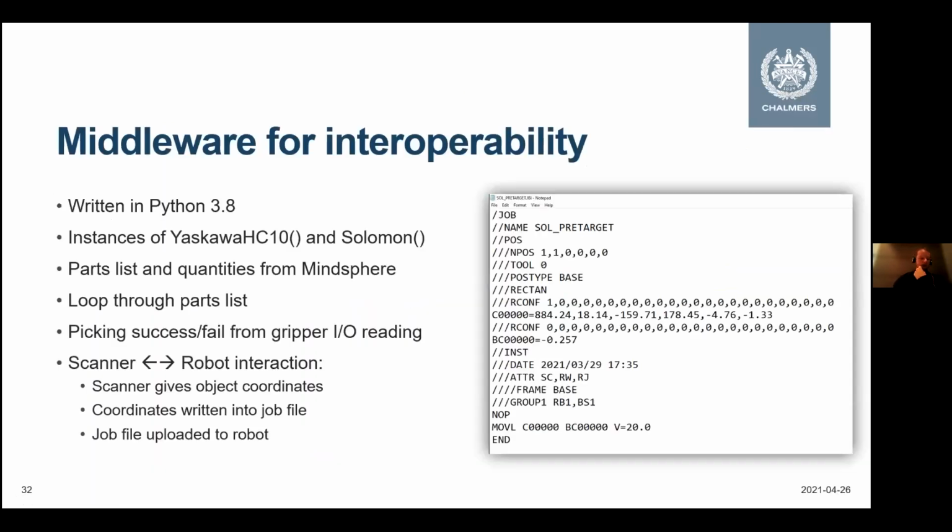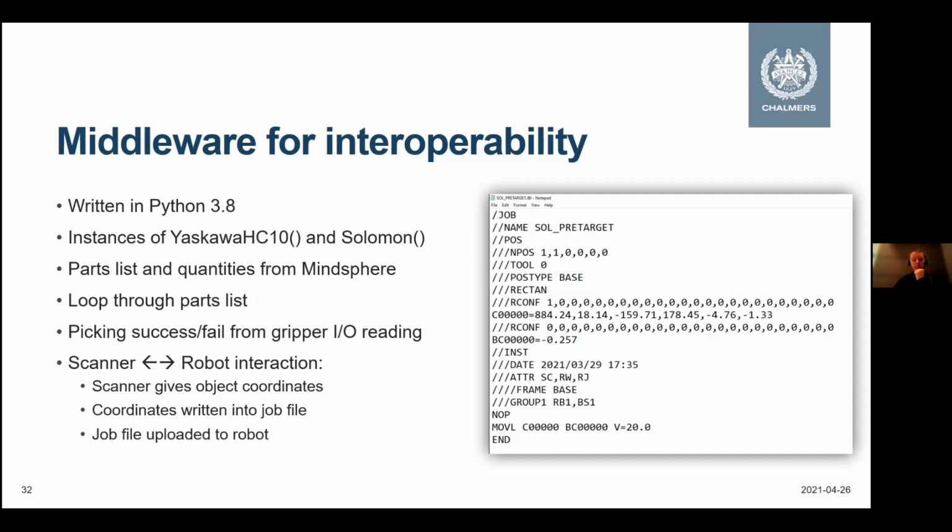For interoperability, to making all these different components speak in a good way, we have written a middleware also in Python. Here we make use of the Yaskawa HC10 and Solomon classes for controlling the robot and scanner, respectively.